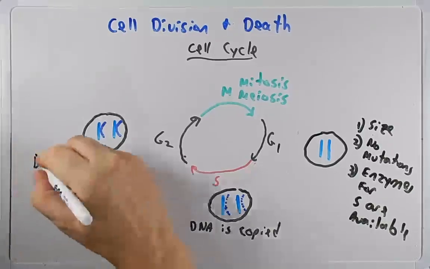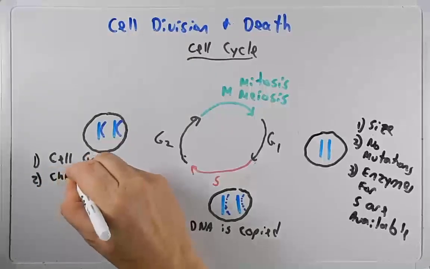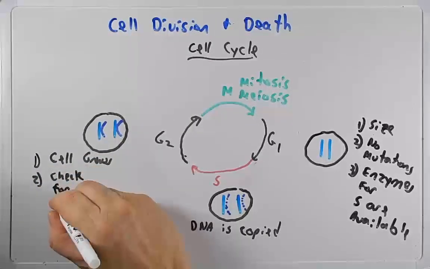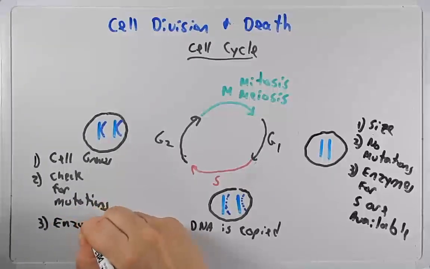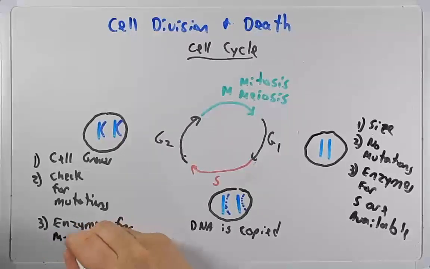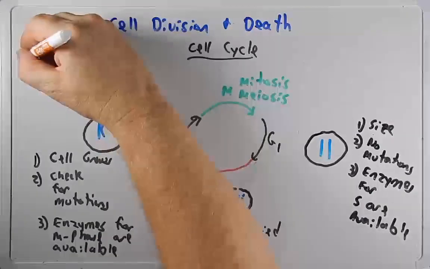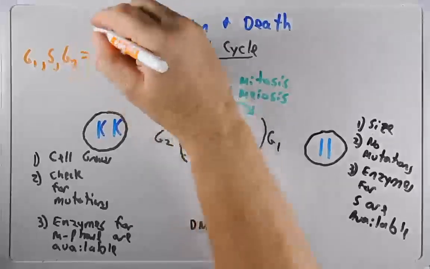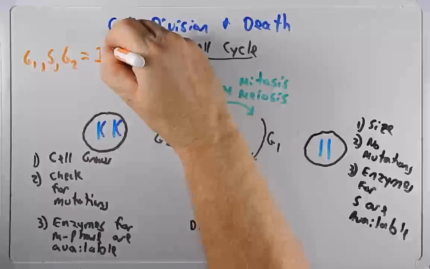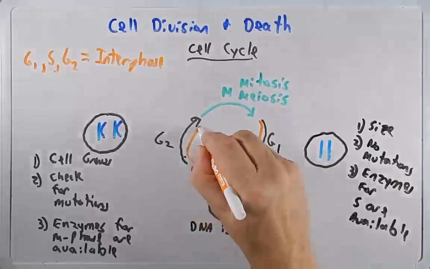During G2, the cell grows. The cell will check for mutations, and it'll make sure that enzymes for M phase are available. Collectively, and I'll draw this up here, G1, S, G2 are called interphase. So that would be all of this is interphase.